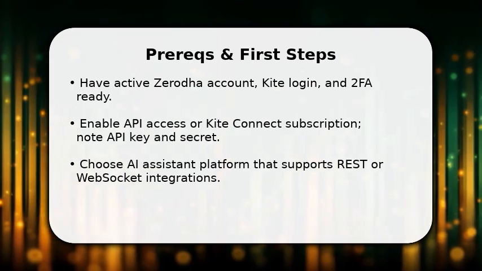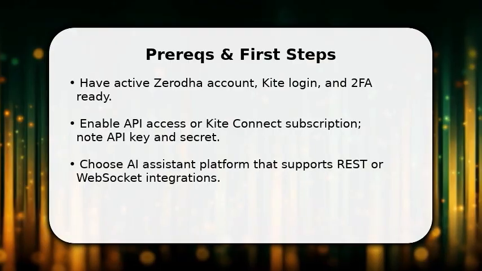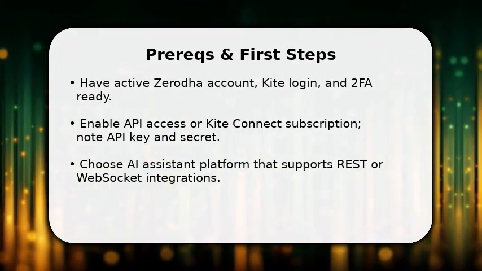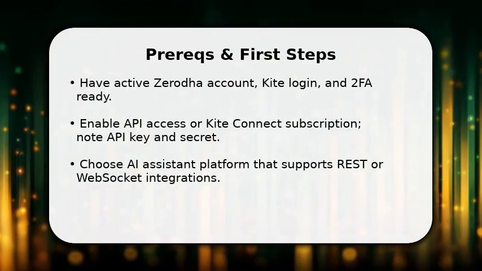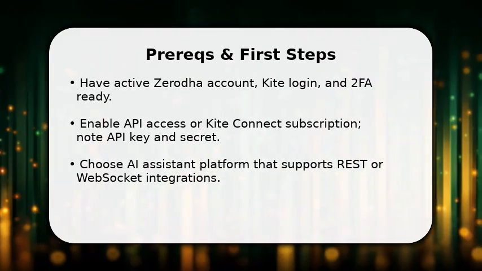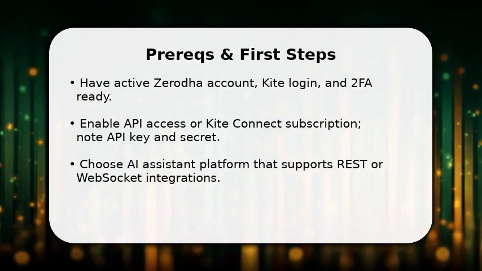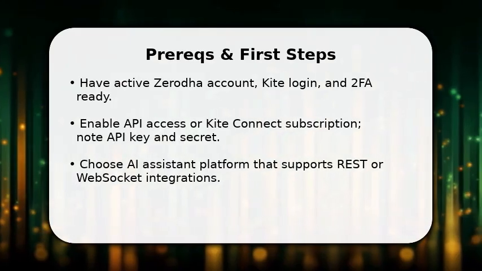You start by confirming essentials: an active Zerodha account, Kite login, and two-factor authentication enabled. Once done, subscribe to Kite Connect or enable API access and retrieve your API key and secret so the assistant can authenticate. Make sure the AI platform you picked supports REST or WebSocket connections. This matters because Kite uses token-based HTTP flows.